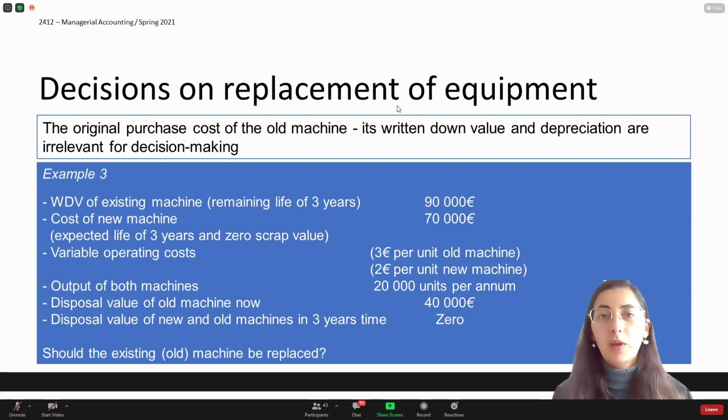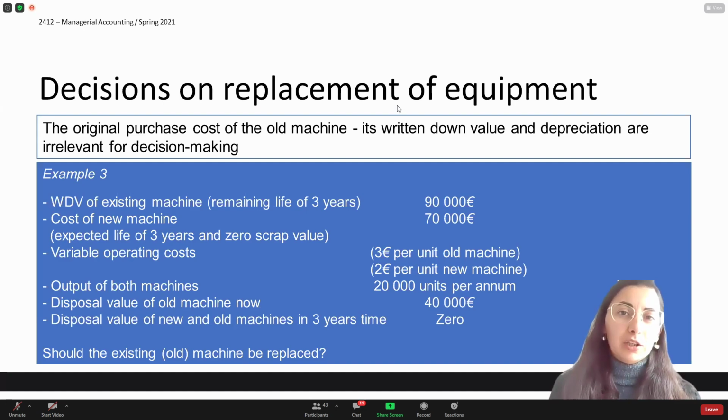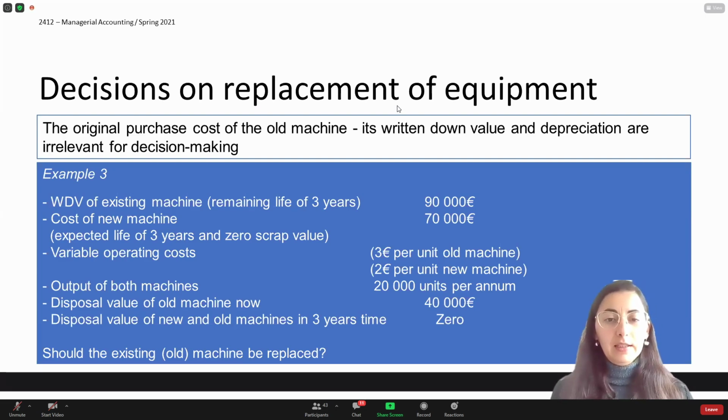Okay, for the decision making, it will not change, whether we buy the machine or not. It will not change cash flow if we buy the new machine or keep the old machine. The 90,000 will not bring any cash flow. What will bring a cash flow is the 40,000, because if we sell the old machine, in terms of cash flow, the impact is the 40,000.